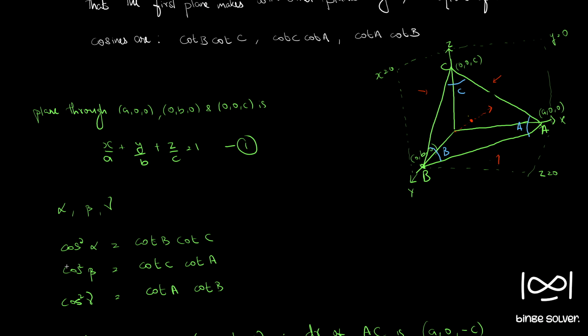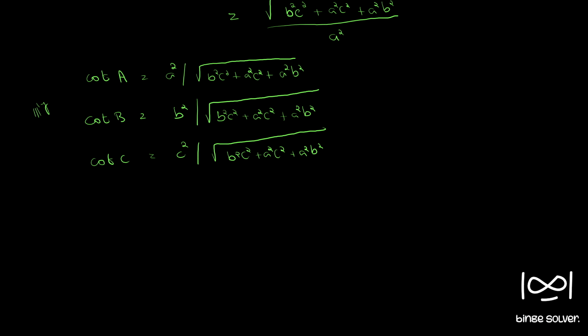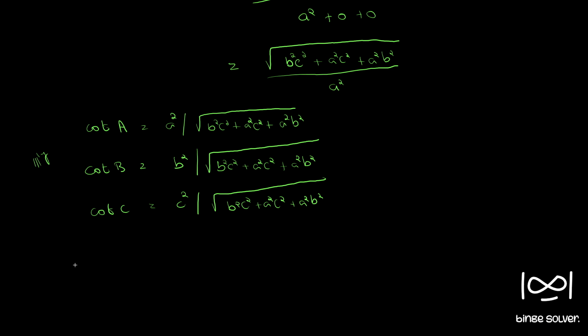Now we will see what alpha, beta, and gamma are. So we got our cot. Say the angle plane 1 makes with the coordinate plane x equal to 0 is alpha. Just randomly say that is alpha.